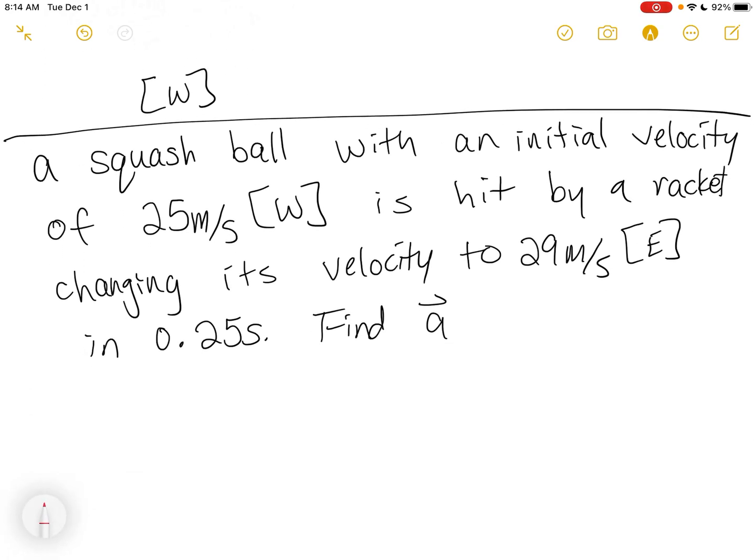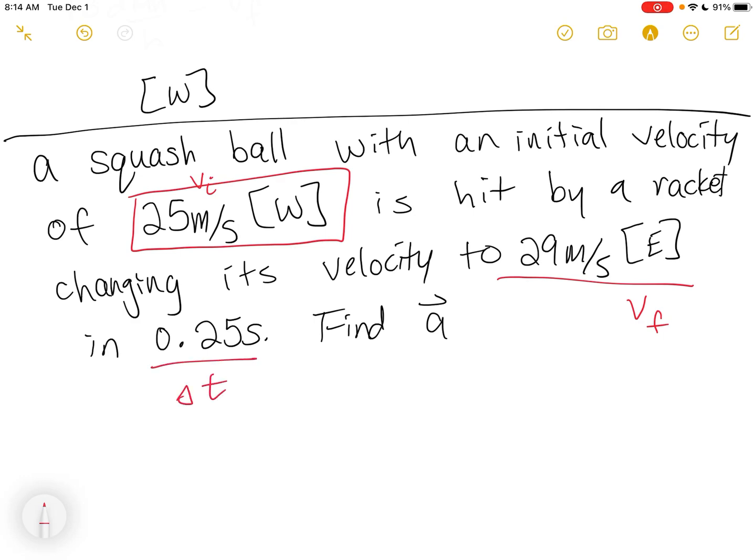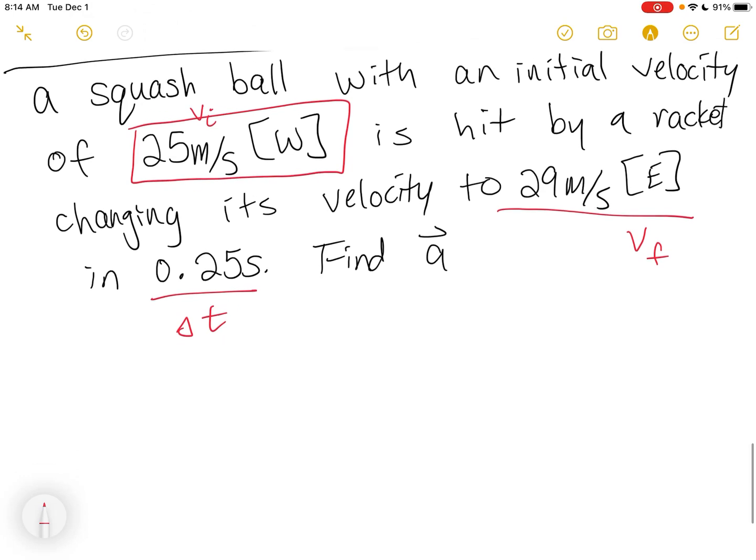Okay, so with this question, we have an initial velocity here. So this is our VI. And we know its final velocity, that's our VF. But I want you to pay close attention to the fact that those velocities are not in the same direction. So they are in opposite directions right now. And then we know our time, so we have our delta t.